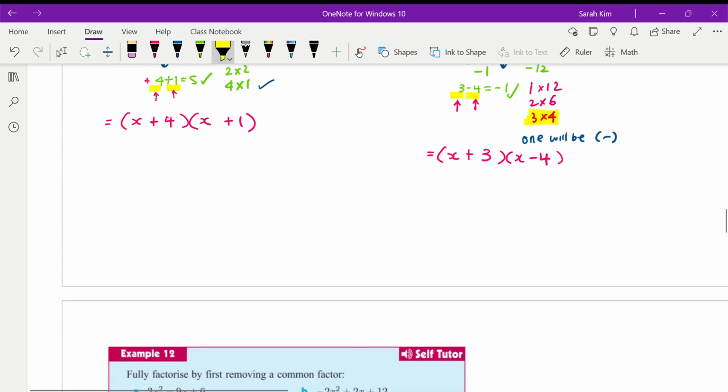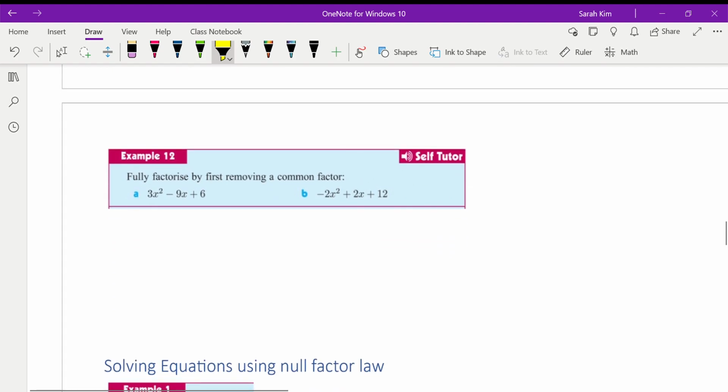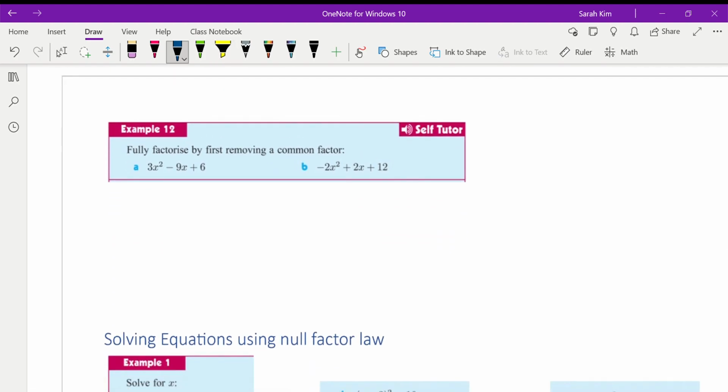Alright, we are still doing sum and product over here. It says fully factorize by first removing a common factor. How nice of them. They told us the first step first, okay? So you need to remove a common factor. What numbers or variables can you divide them all by? 3. So I'm going to divide everything by 3.